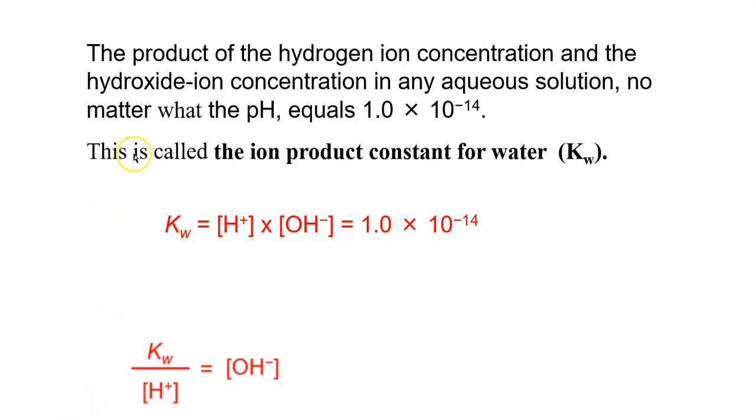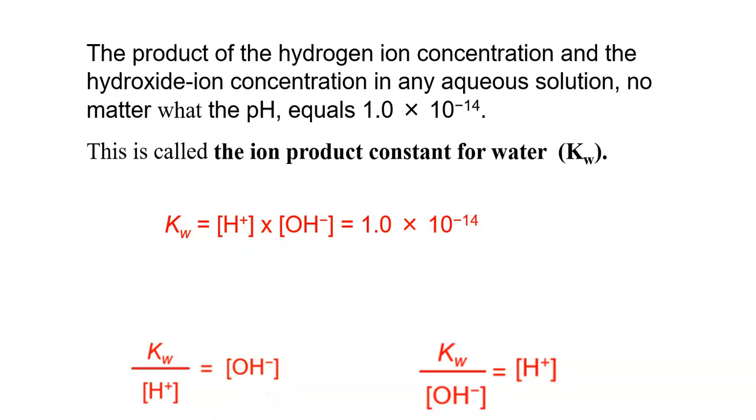For example, if we solve this for the hydroxide ion concentration, all we need is K sub W over the hydrogen ion concentration. If we solve it for the hydrogen ion concentration, we solve it that way. It's pretty simple. All we're doing is just dividing one side by either the hydrogen ion or the hydroxide ion concentration and solving it down here. Here we have solved for hydroxide ion concentration by dividing the hydrogen ion concentration on both sides.